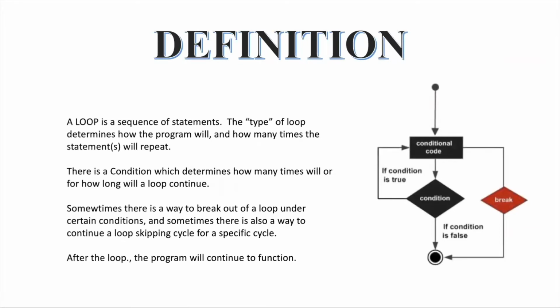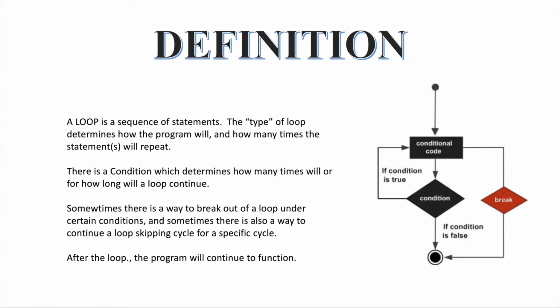A loop is a sequence of statements. The type of loop determines how the program will run and how many times the statements will repeat. Think of this like a block of code. There is a condition which determines for how long the loop will continue. Sometimes there is a way to break out of the loop under certain conditions, and sometimes there's a way to continue a loop, skipping a specific cycle. And after the loop, the program will continue to function as normal.